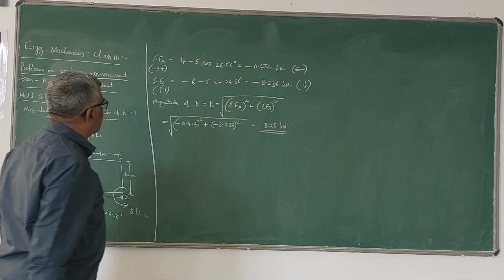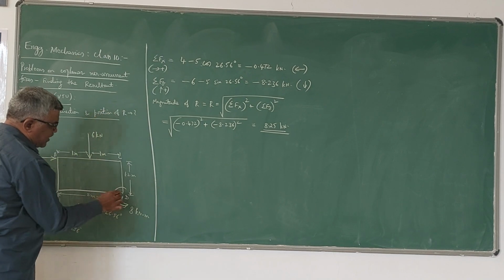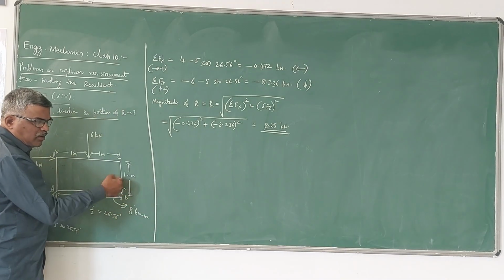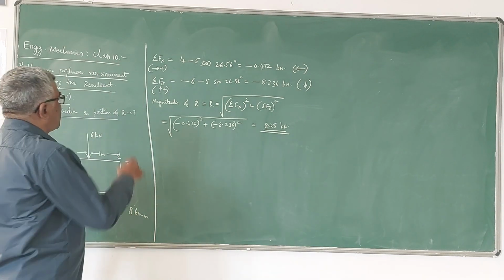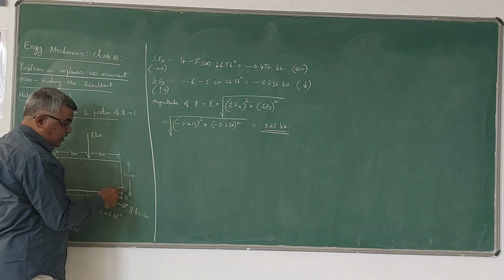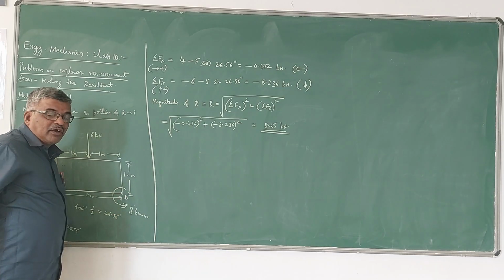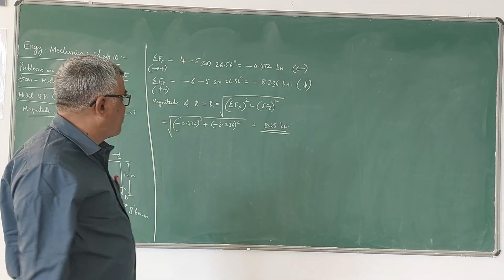So please note that when you are finding sigma fx and sigma fy, we are not considering this external moment or couple given in the problem, because this is the algebraic sum of forces. That's why this is not considered. This we are going to consider when you are finding the moments, the algebraic sum of moments.